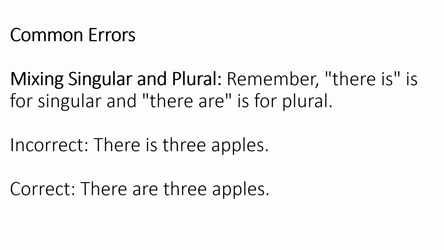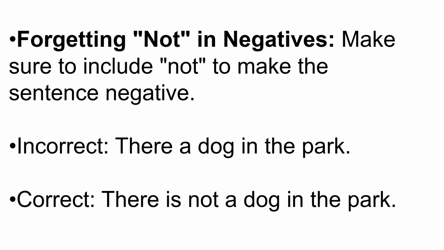Common errors. Mixing singular and plural. Remember, there is for singular and there are for plural. Incorrect: there is 3 apples. Correct: there are 3 apples. Forgetting not in negatives. Make sure to include not to make the sentence negative. Incorrect: there are a dog in the park. Correct: there is not a dog in the park.